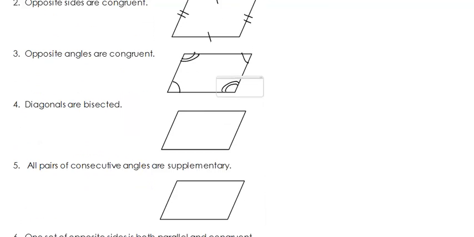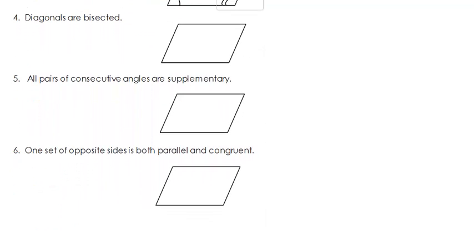Okay, the next property, diagonals are bisected. The diagonals bisect each other. So for this one, you're going to have to draw in the diagonals. Connect one corner to the opposite and one corner to the opposite. Bisected, remember, means the diagonals are cut in half. So this diagonal is cut into two congruent parts, and the other diagonal is also cut into two congruent parts.